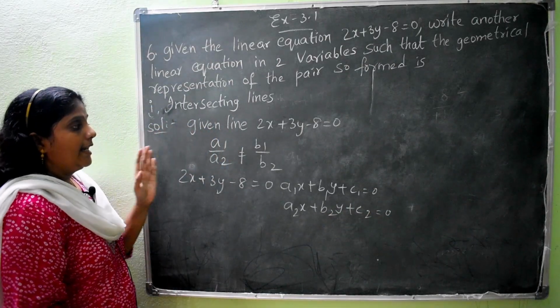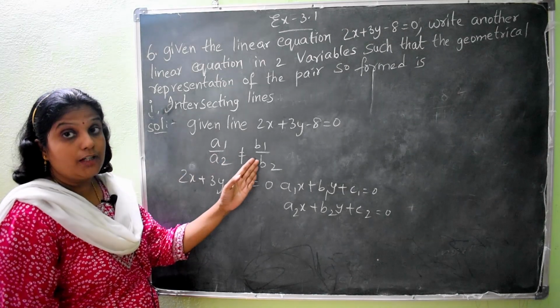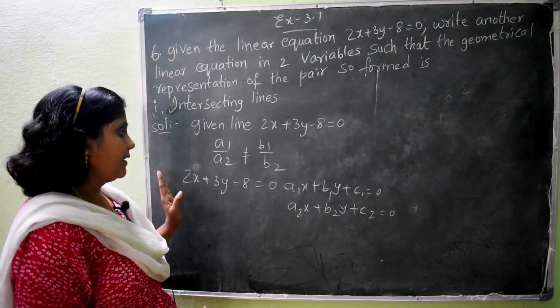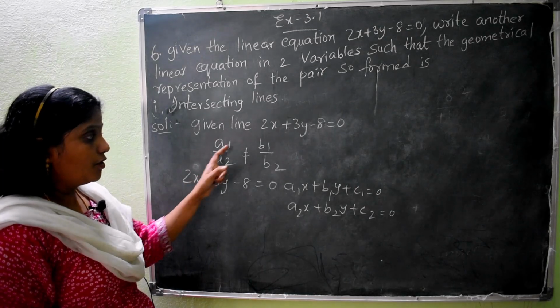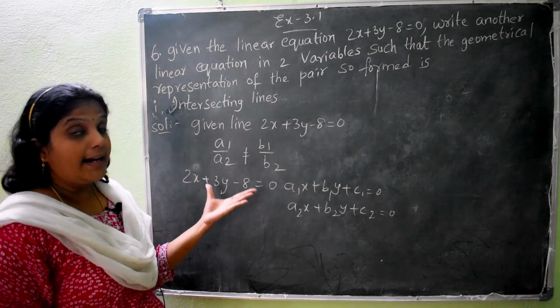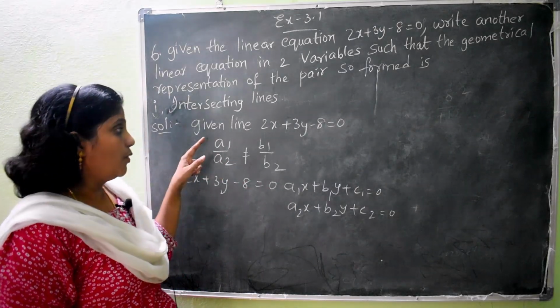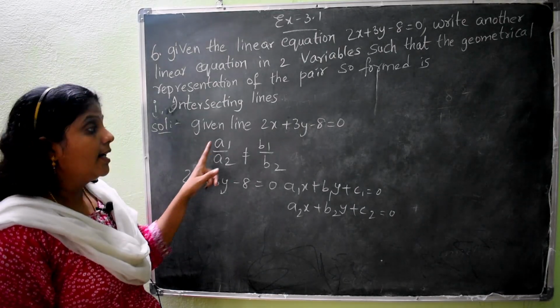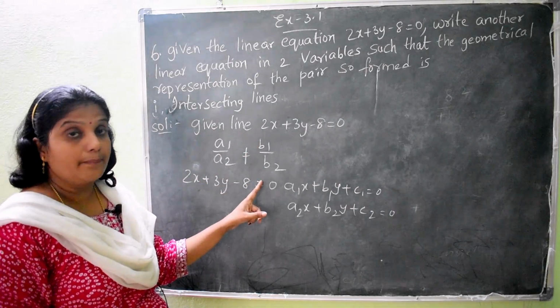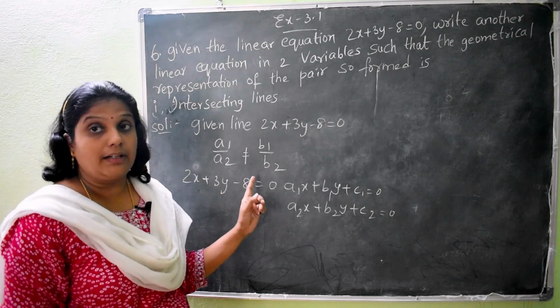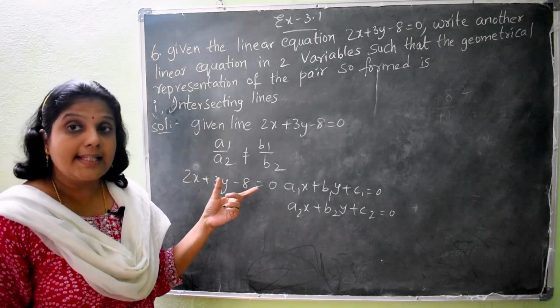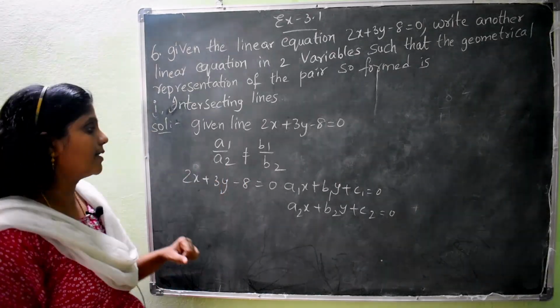Whenever a1 by a2 is not equal to b1 by b2, one simple logic I will say: if the ratios are equal, we can simply take multiples, and whatever multiple we take here, the same multiple should be taken there. If the ratios are not equal, then don't take the same multiples. That is a simple logic.